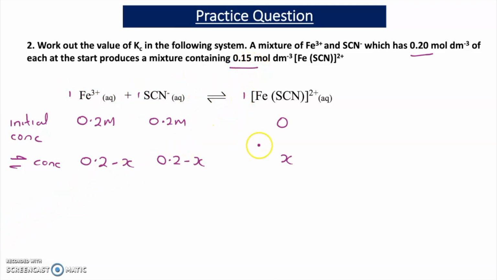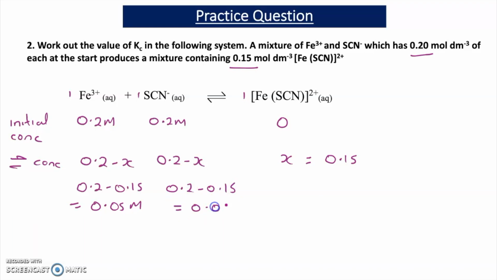Now in the equation, there's also 1 mole of SCN minus, so the equilibrium concentration will be 0.2 minus X for SCN minus, and the concentration at equilibrium for FeSCN2 plus will be X because there's 1 mole of that in the equation. Now they give you the value of X in the question as 0.15 moles per decimeter cubed because that's the concentration of FeSCN2 plus.